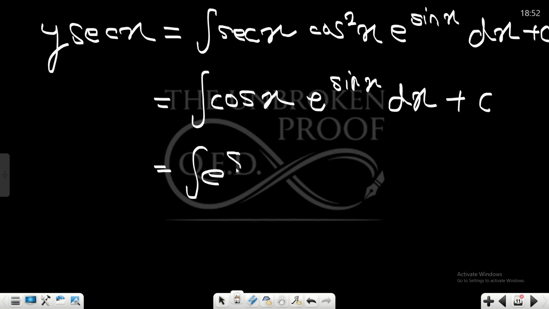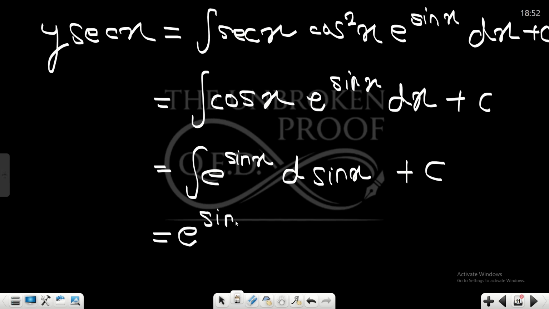So that's why we have e power sin x times d of sin x, plus c. Now we have e power t dt, which can be directly written as e power t. So hence y secant x is equal to e power sin x plus c. So y of secant x is equal to e power sin x plus c.